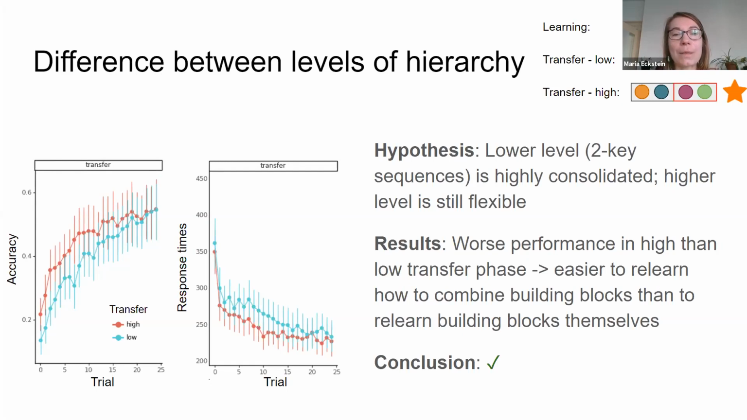Basically, once a key sequence becomes an action, it would be hard to change it. We thought that the high level would be much more flexible and malleable because it has not yet been consolidated. And it looks like this is exactly what happened.